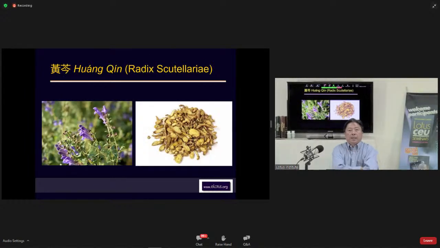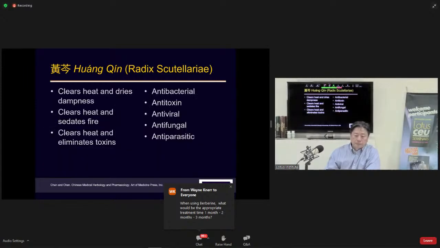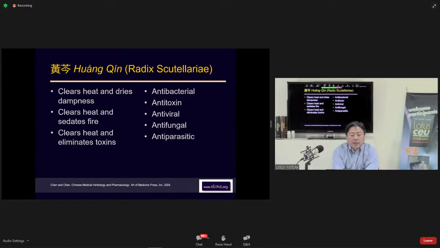All right, next herb that's very frequently used is an herb called Huangqin, Scutellaria. Once again, this is what the herb looks like in nature, and also what the bulk herb looks like if you happen to use bulk herb. Huangqin, Scutellaria, is another excellent herb. It's able to clear heat, dry dampness, clear heat and sedate fire, and also clear heat and eliminate toxins. So basically for treating different presentations of heat at different parts of the body.